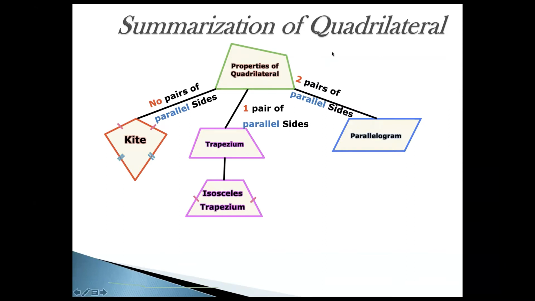Okay, if we have 2 pairs of parallel sides, it means that each 2 opposite sides are parallel. Each two opposite sides are parallel. يعني ايه opposite؟ يعني السايدز اللي قدام بعض are parallel. We will call it parallelogram. Parallel and equal, yes.